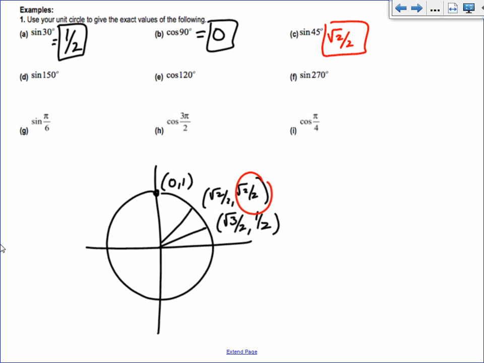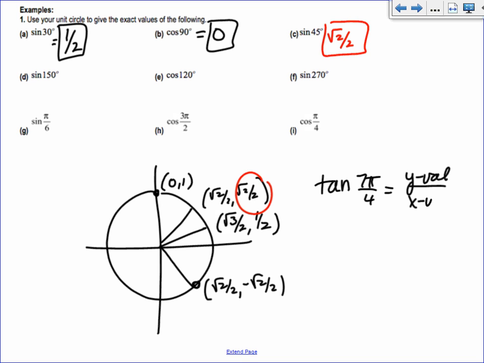The only thing we haven't talked about is tangent. So if I say tangent of, let's say, 7 pi over 4. 7 pi over 4 is down here. It's the point root 2 over 2 comma negative root 2 over 2. The tangent is the y value divided by the x value. So it'd be negative root 2 over 2 divided by root 2 over 2. Which is -1, exactly. Okay, so you could go through and you could do all of that as well.